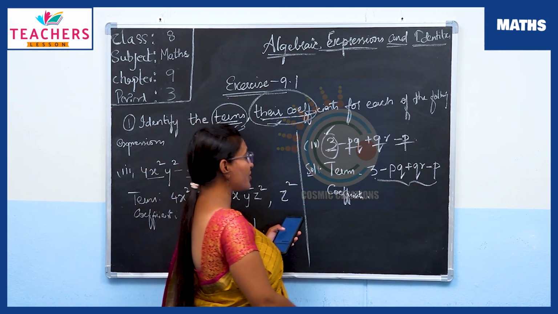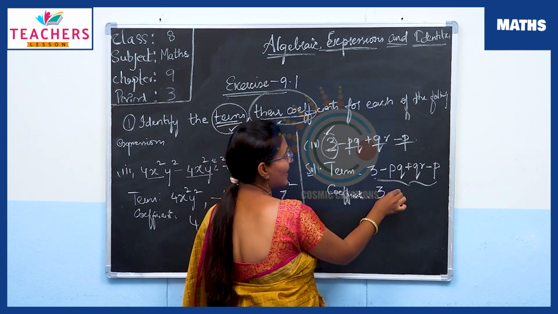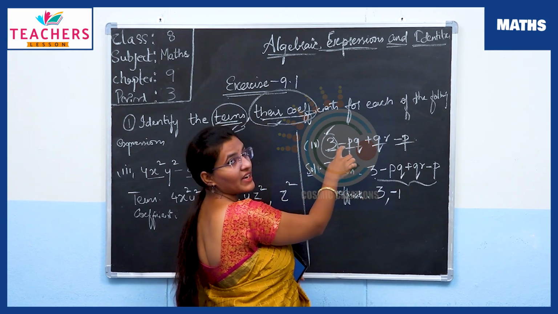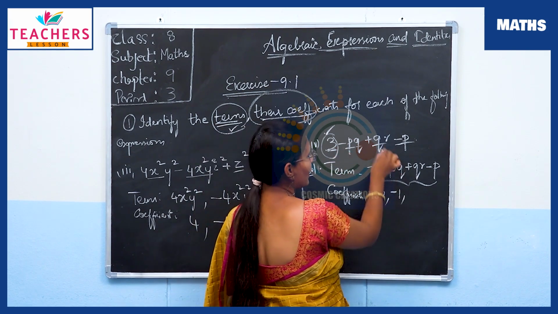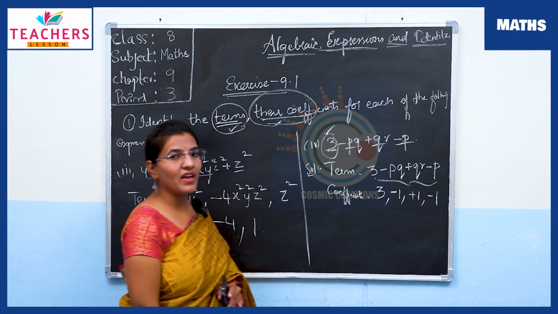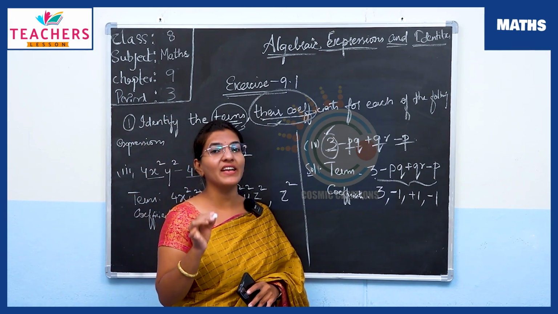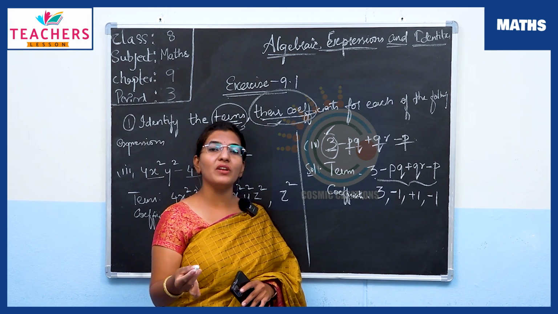Next, what are the coefficients now? 3, 1, right? Minus 1. You should not forget the symbol. Minus 1, and here plus 1, and we have minus 1. Okay. So why am I saying all the types of models? Because you should not get confused, whichever the combination they have given.